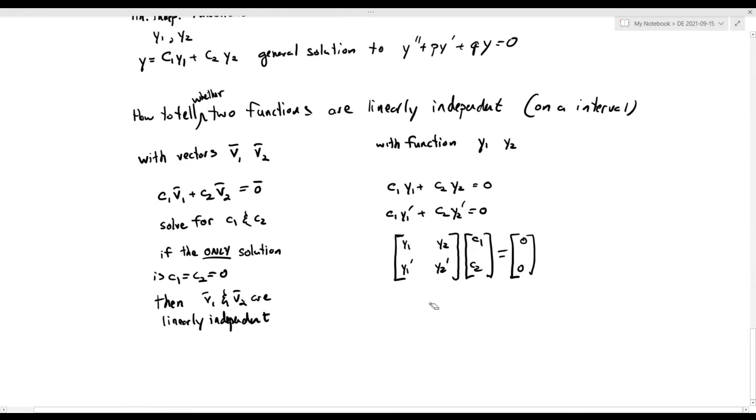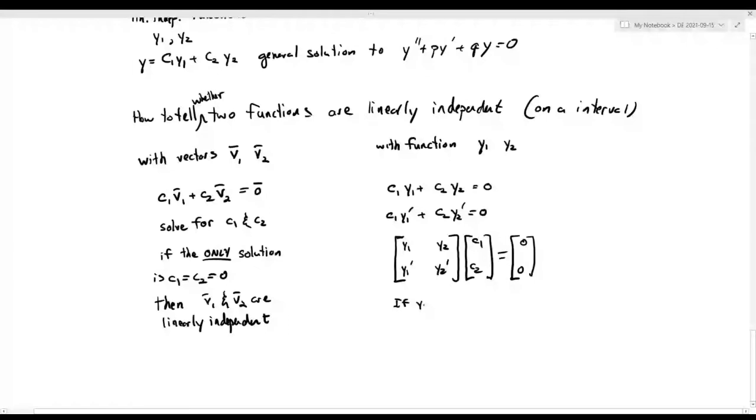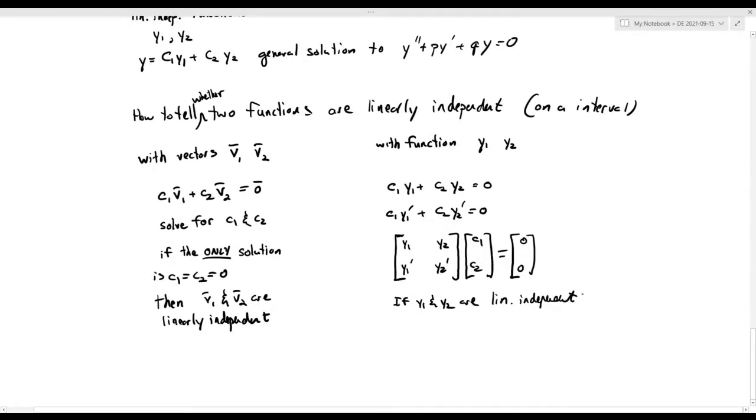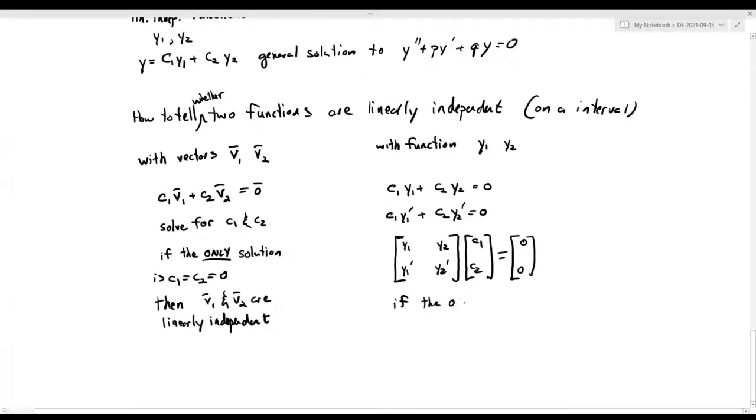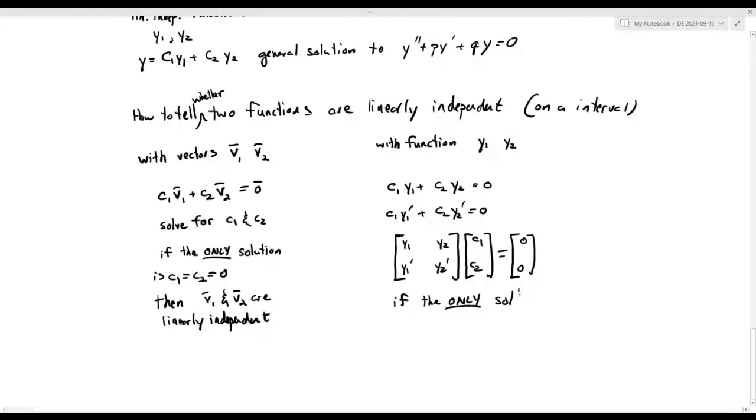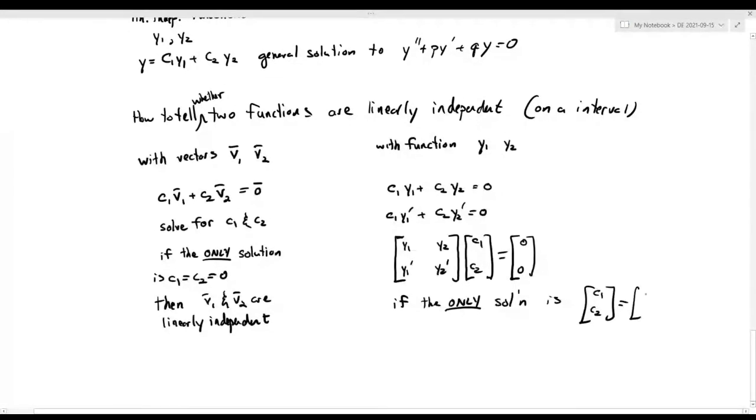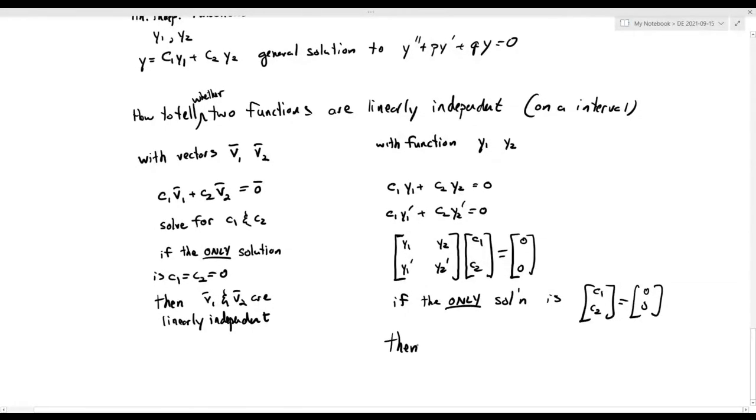Okay, so let me spell that out. So if y1 and y2 are linearly independent, so if the only solution, the unique solution here, is that C1 and C2 are both zero, then we say that the two functions are linearly independent. Again, we're going to look at the question of being on an interval.